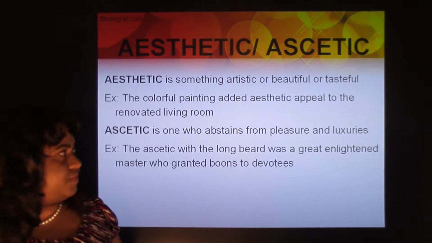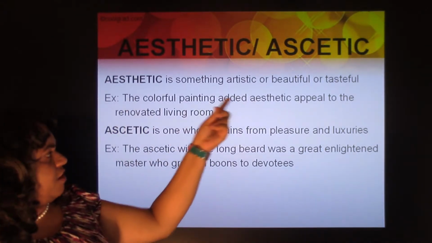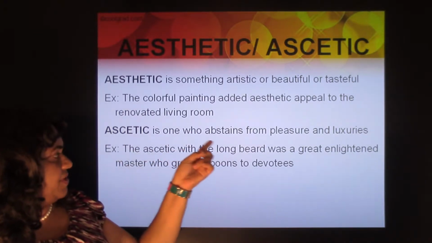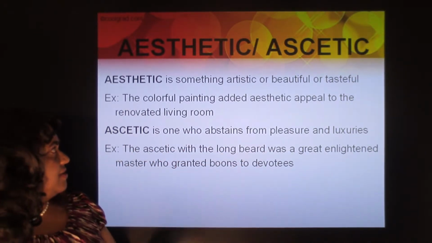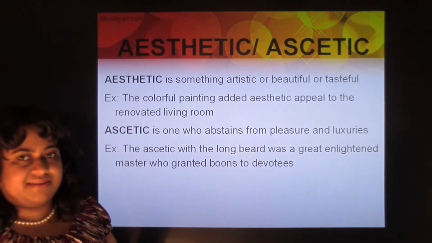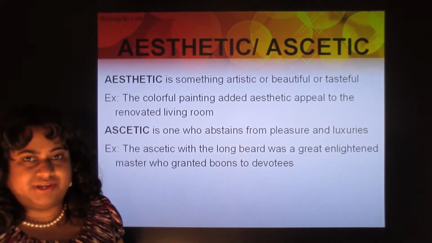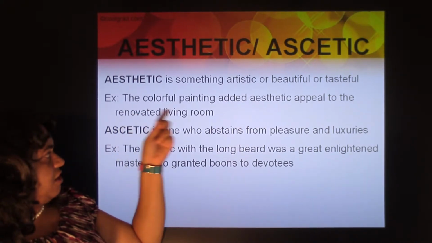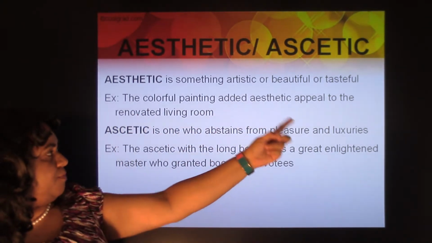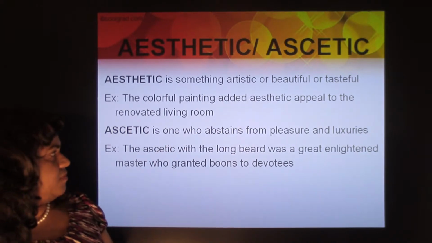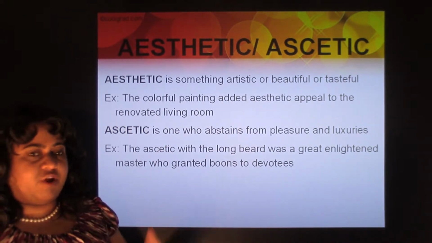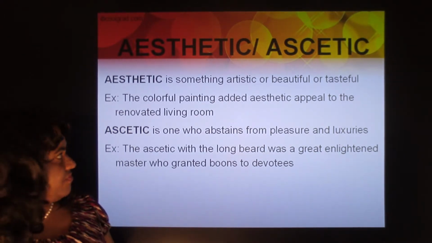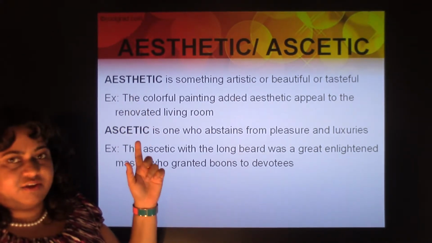Aesthetic and ascetic. Aesthetic is something artistic or beautiful or tasteful. Ascetic is one who abstains from pleasure and luxuries. So, aesthetic means something to do with a sense of beauty. Something artistic. Like, the colorful painting added aesthetic appeal to the renovated living room. So we use paintings and flower vases and all these things to add aesthetic appeal. So aesthetic means artistic, remember.